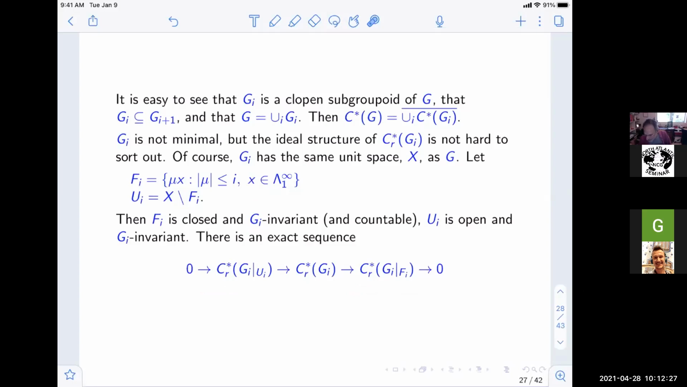Now this set F sub I, you should think of the mu as having only finitely many choices, all the elements of length less than or equal to I. And the X has to belong to lambda 1 infinity. So that's one of these types, either alpha to the P, beta infinity, right?